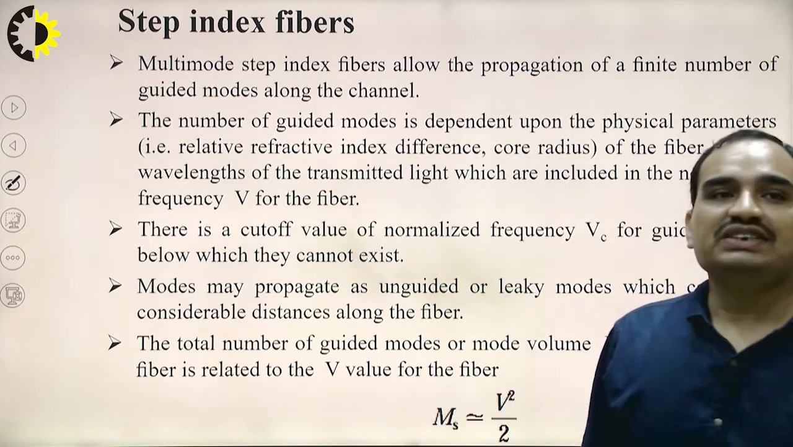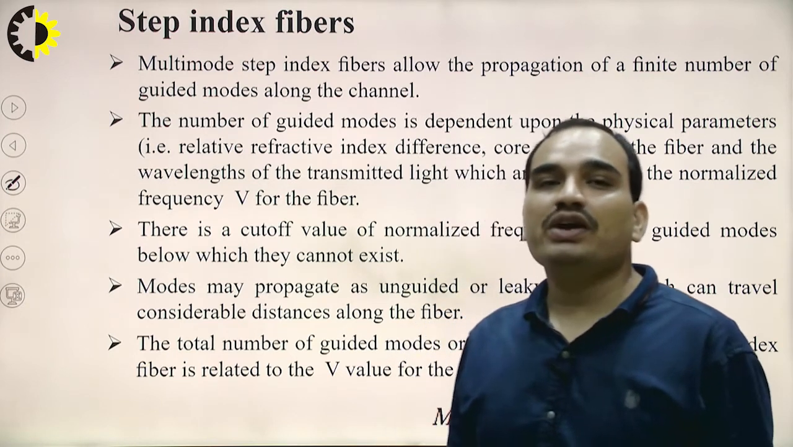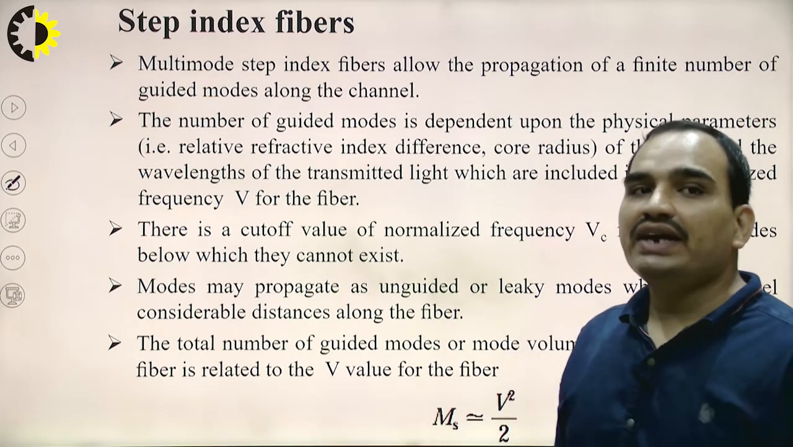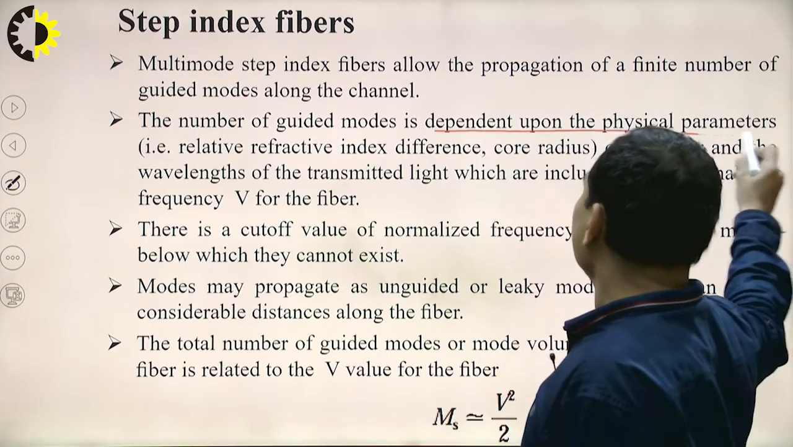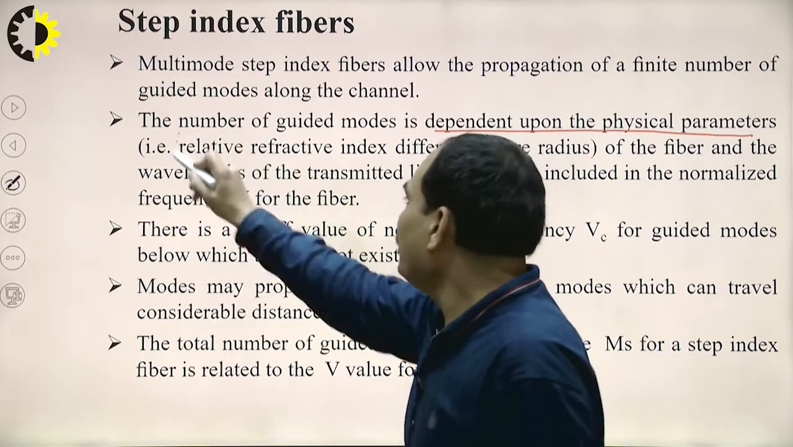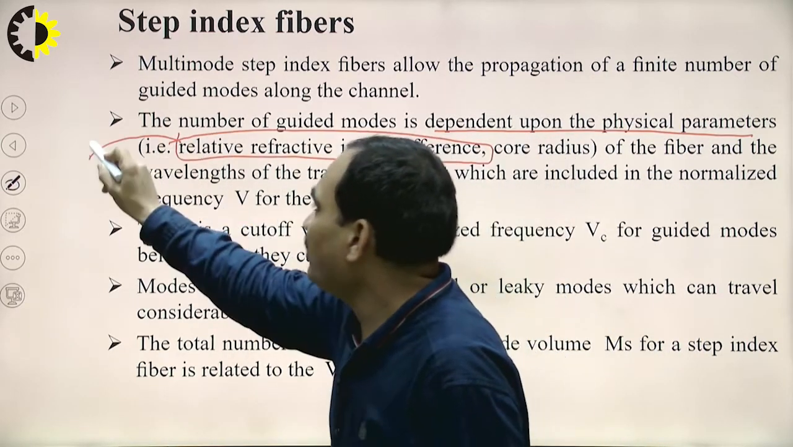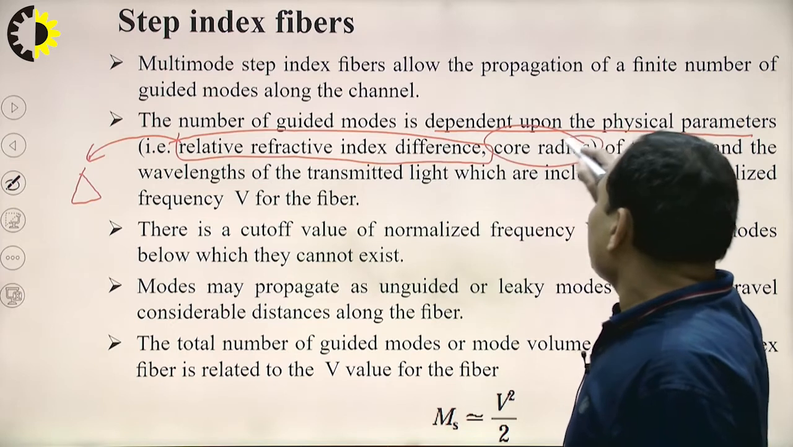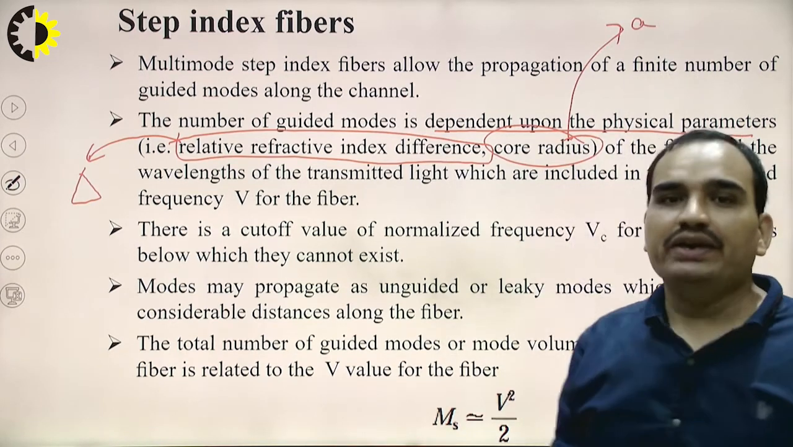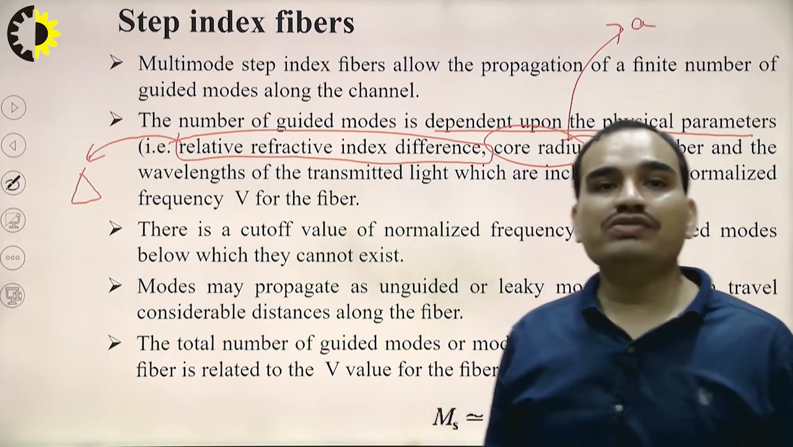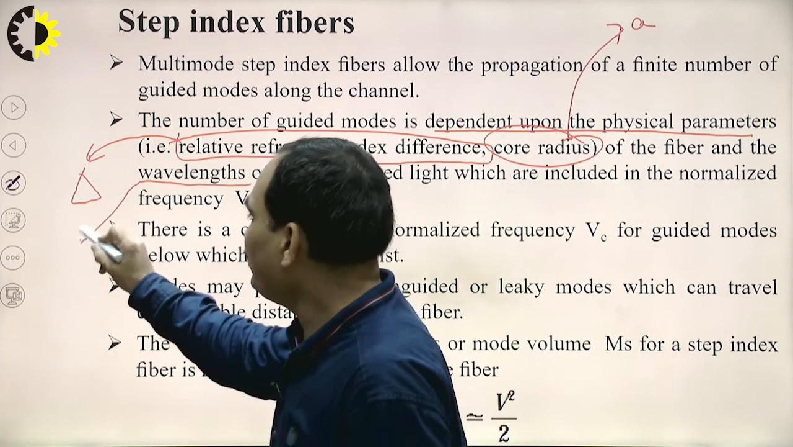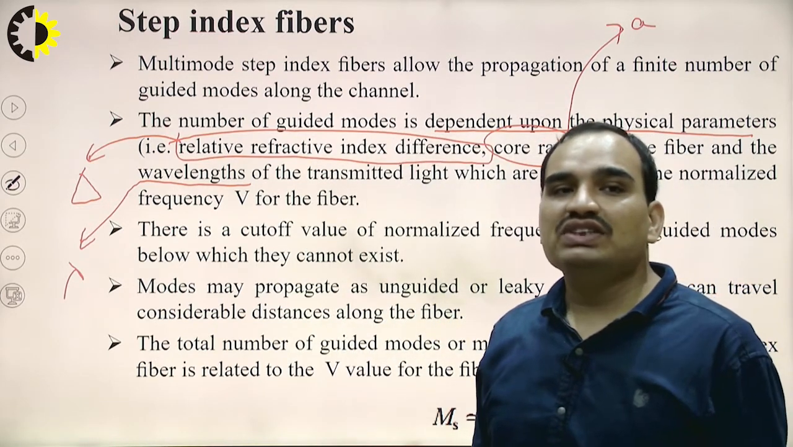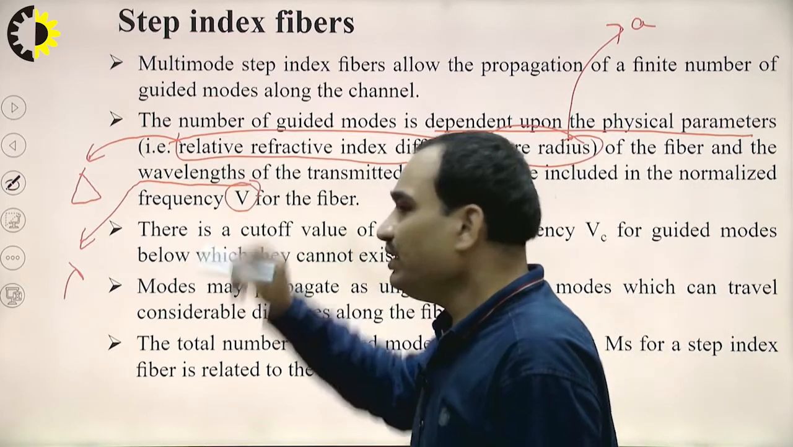So when we are talking about the stepped index fiber, the multi-mode stepped index fiber allows the propagation of a finite number of guided modes along the channel, and the number of guided modes depends upon the physical parameters, that is the relative refractive index difference, which we have denoted by delta, and the core radius, which we have represented by small a of the fiber, and the wavelength of the transmitted light, which we are representing by lambda, which is included in the normalized frequency, that is V for the fiber.